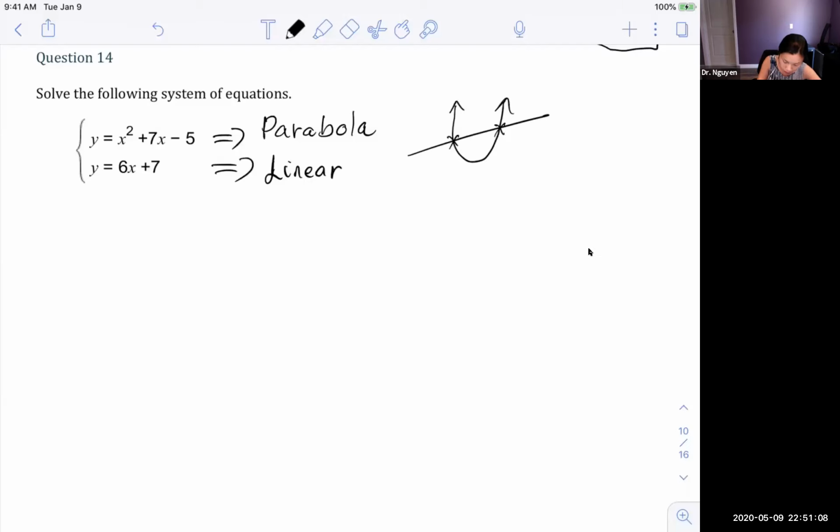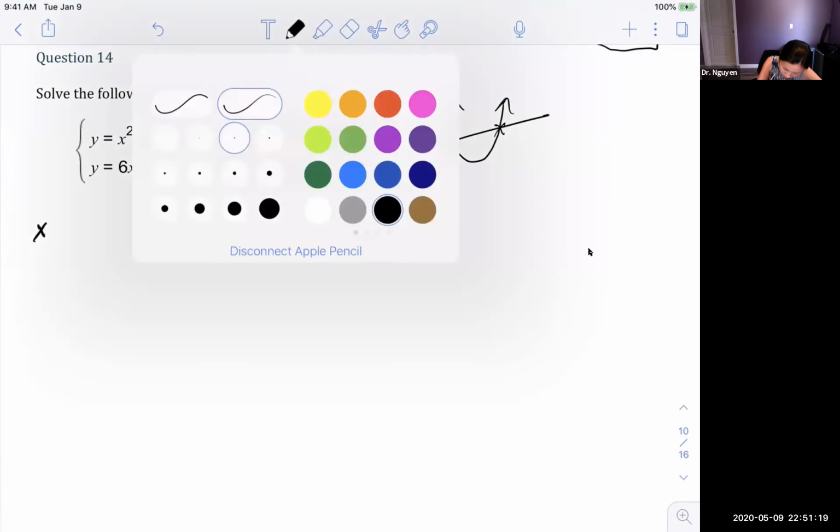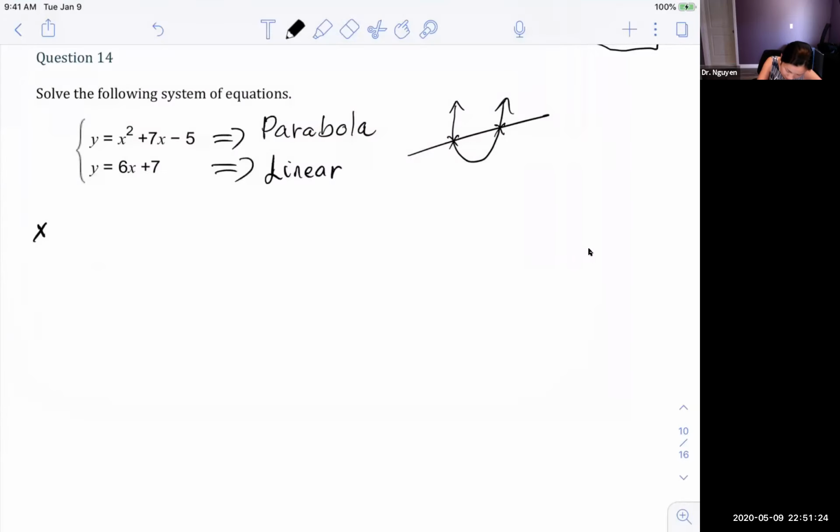So how do we do it? You see we have y and y, so all you have to do is just set them equal to each other. So we have x squared plus 7x minus 5 equals 6x plus 7. As you can see, this is a quadratic, so you can move everything to one side and factor it.